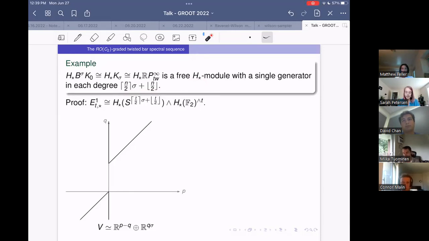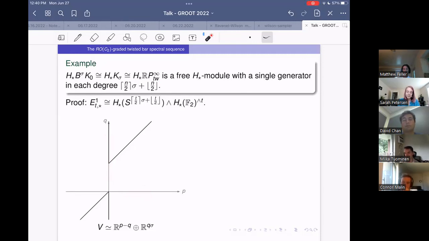And we'll begin with the E1 page and proceed by filtration. So something that's a little bit different in RO(C2)-graded spectral sequences: your homology is now bigraded, so you have to decide whether you want to draw your pictures bigraded with respect to your representations or filtration. In my pictures, filtration will be kind of invisible, and then we have the number of sign representations on the vertical axis and total topological degree on the horizontal axis.